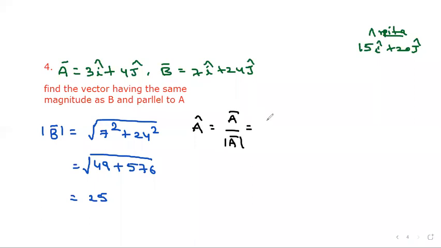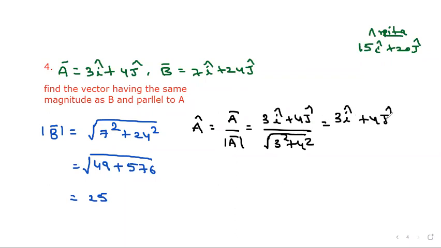So what is the total vector for a bar? That is 3 i cap plus 4 j cap. And what is the magnitude of a bar? Root over 3 square plus 4 square. Then a cap is equal to 3 i cap plus 4 j cap by root of 9 plus 16, 25. Root 25 will be 5. So this is the direction of a bar.